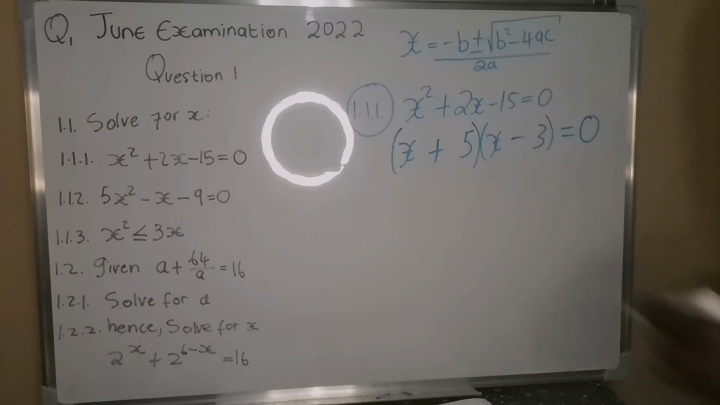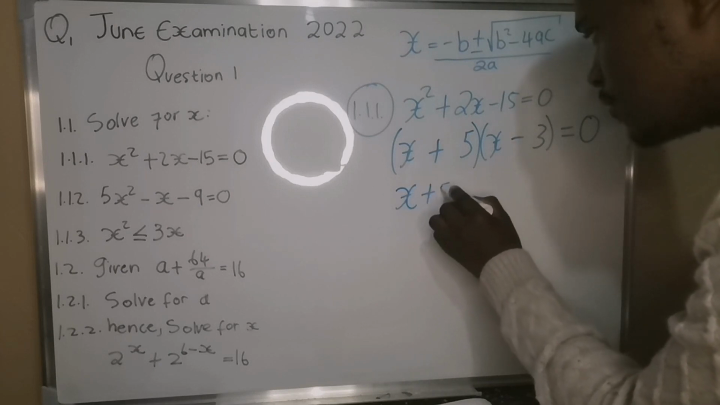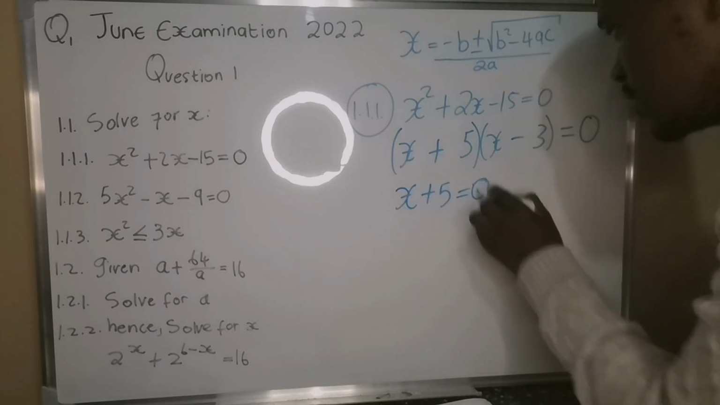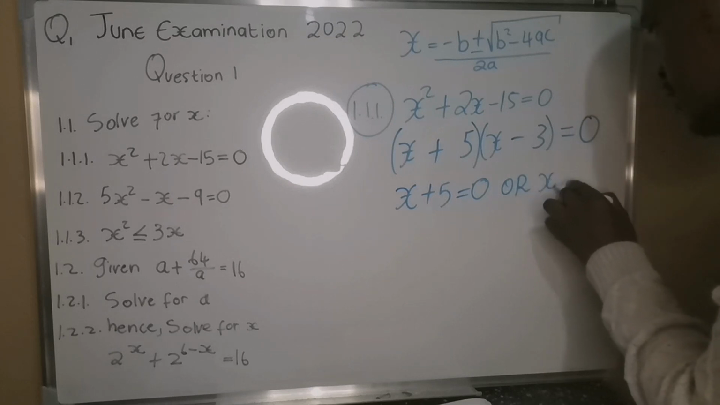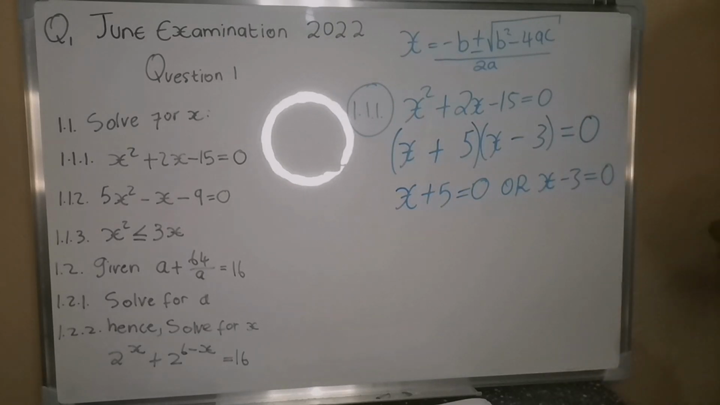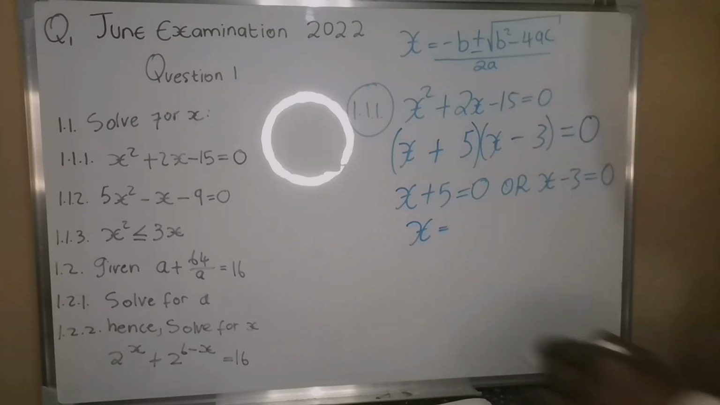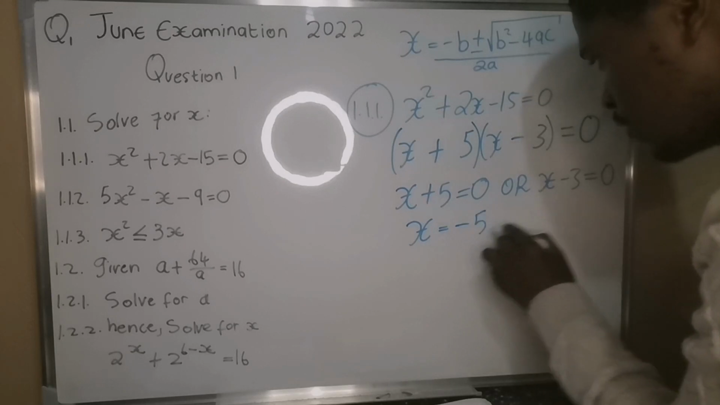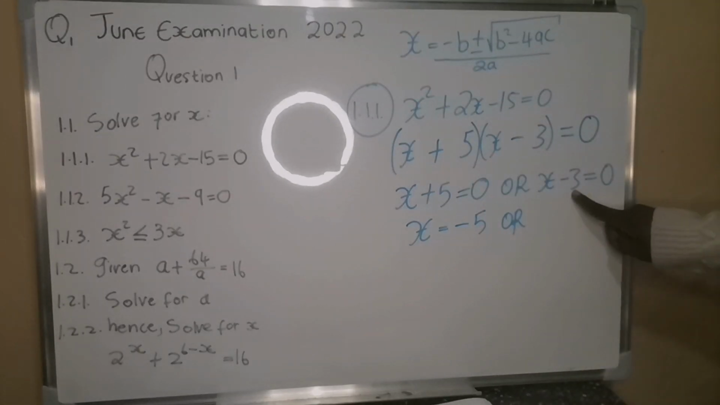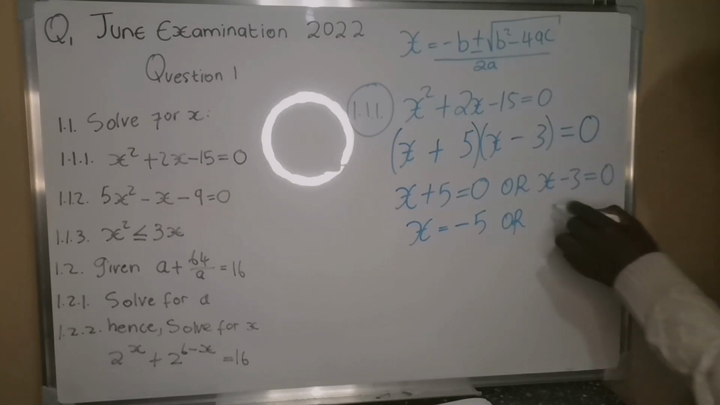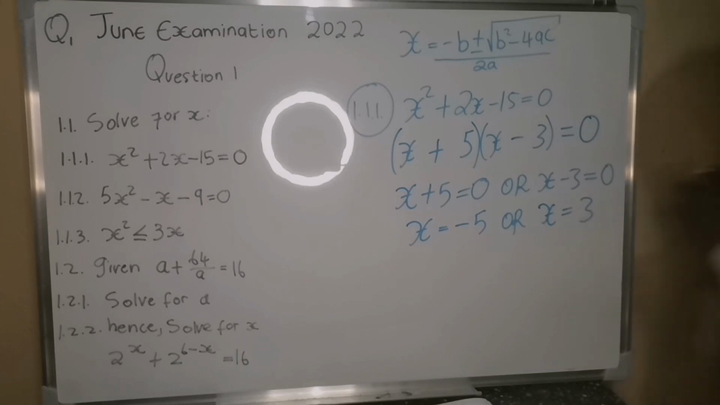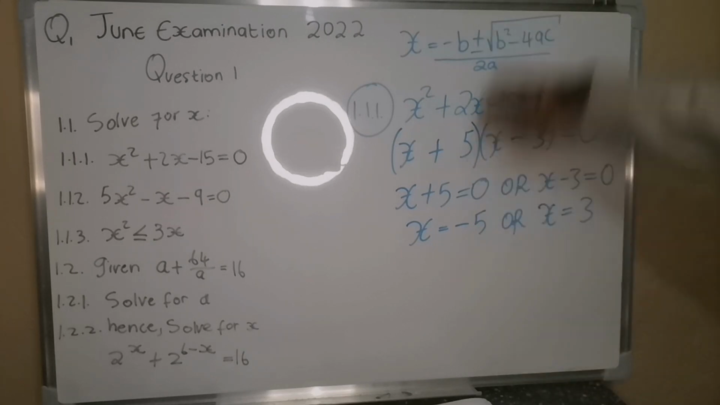Set the second product to 0 and solve for x. So we're going to have x plus 5 equals 0, or x minus 3 equals 0. Then you transpose this 5 to the right because I want to be left with x on one side. It changes the sign from positive to negative when you transpose it. So x equals negative 5, or if you move this negative 3 to the right, it changes the sign from negative to positive, so x equals 3. Then you are done solving for x for this equation.